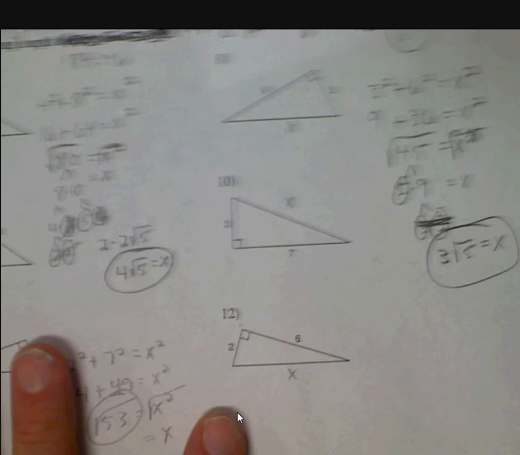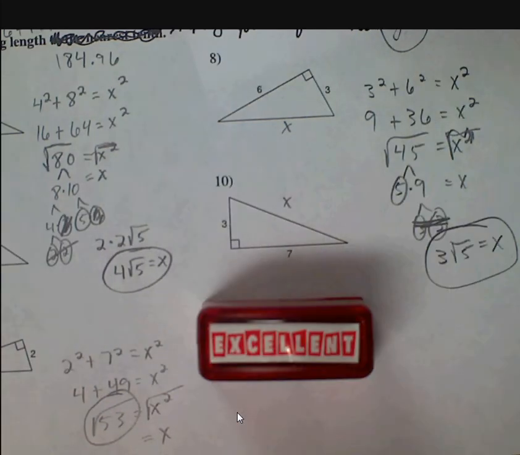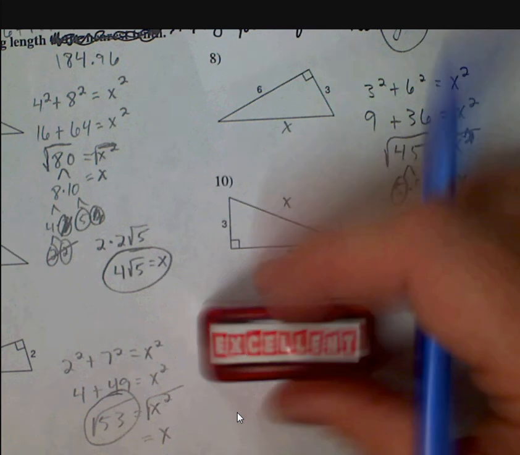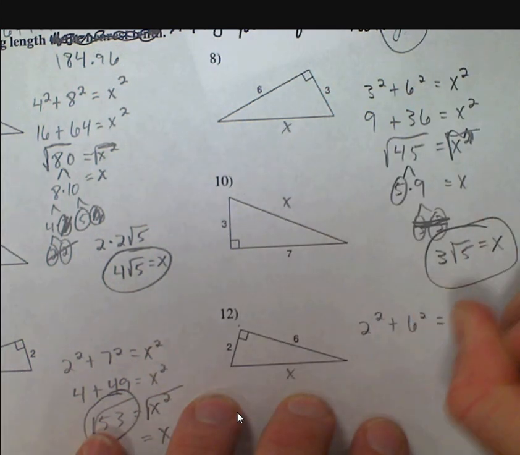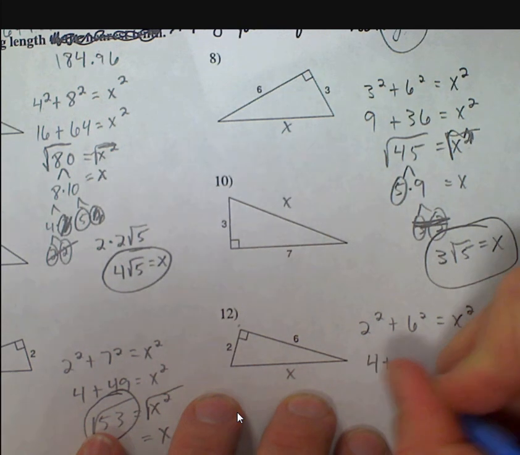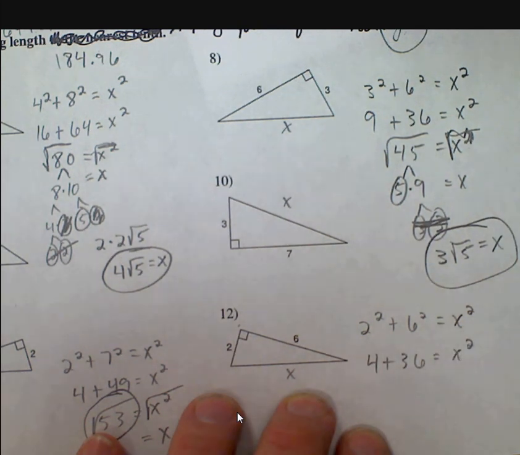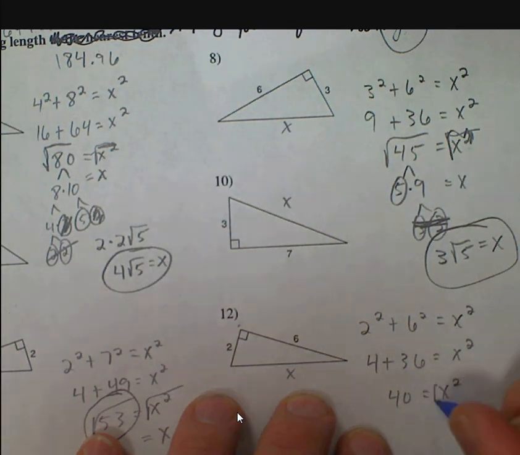Go ahead and try number 12. Pause the video and try. Number 12, we got 2 squared plus 6 squared equals x squared. 4 plus 36 equals x squared. 40 equals x squared. If I square root both sides, the x is by itself.